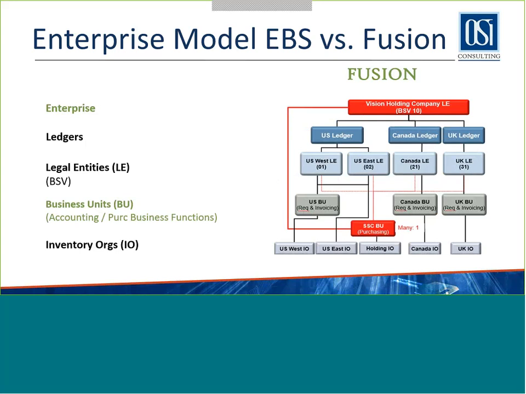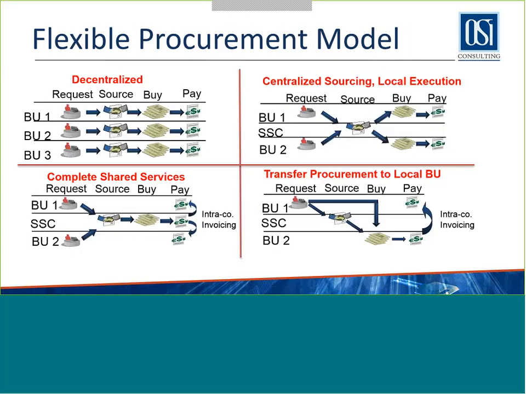So this shows a typical example of a setup where you have multiple business units or multiple operating units, and you can keep it as decentralized as you want. So on my procure to pay flow, you can have your requisitioning, sourcing, buying, and paying all segregated into their respective business units. So each unit is requesting and paying all the way through by itself.